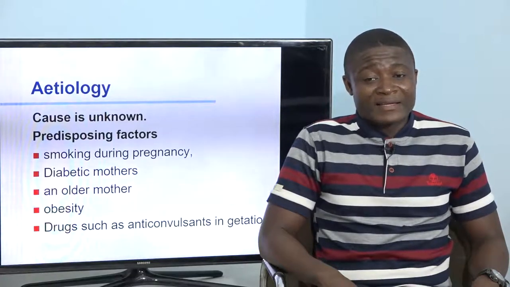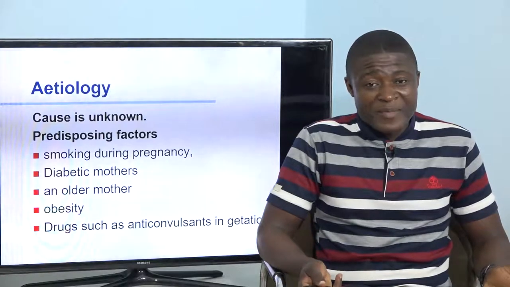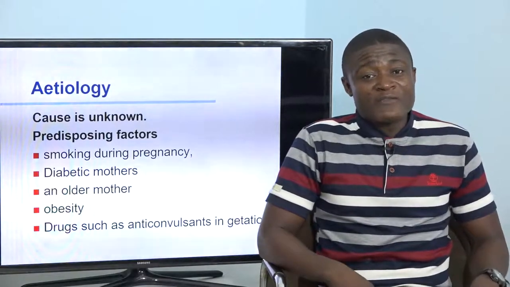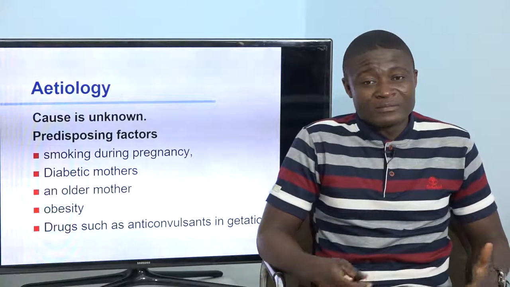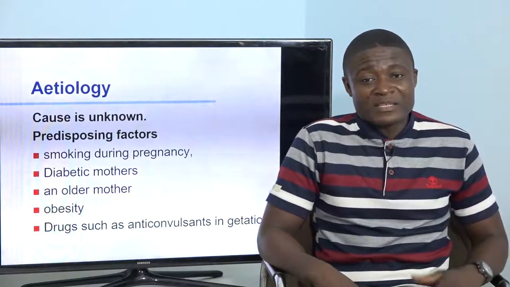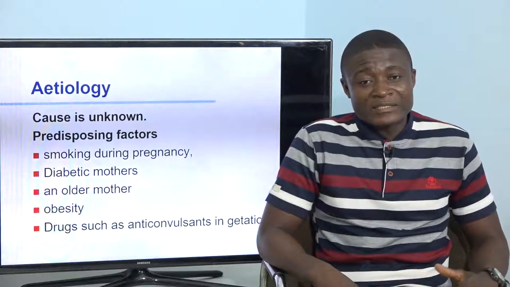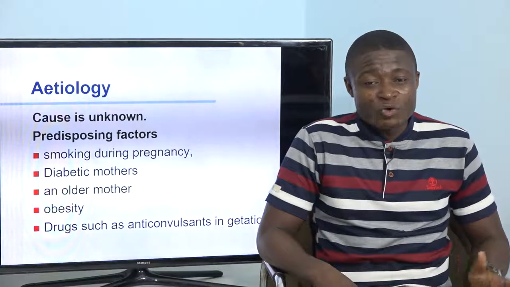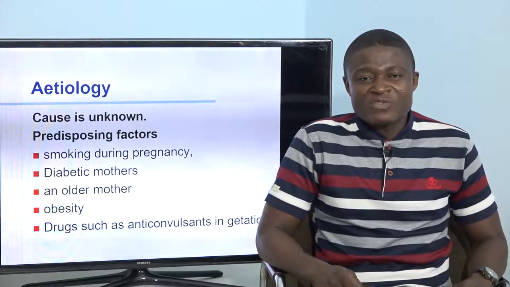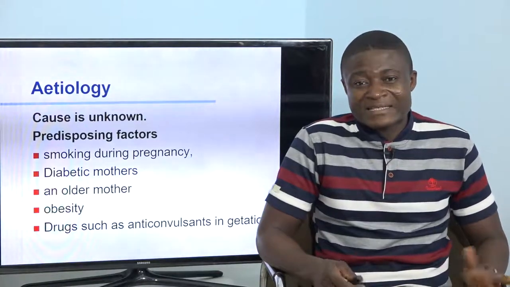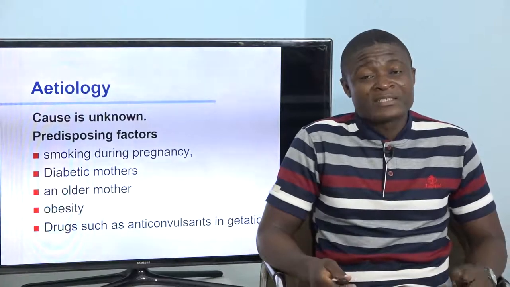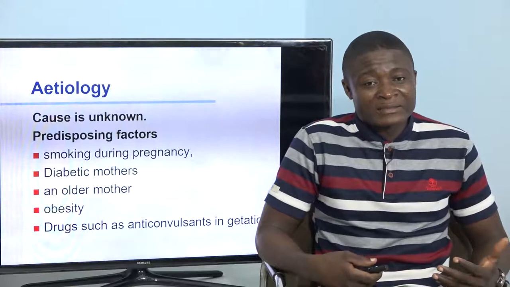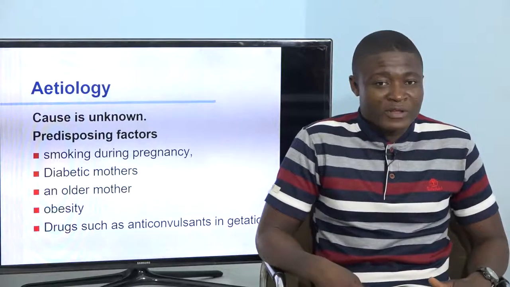Just like the current pandemic we are experiencing, where we have coronaviruses, we have a lot of theories. Some are saying it is coming from the sea, others are saying it was manufactured in the lab, others are saying it is coming from some pangolins. So it is not really specific. No one can tell exactly where it is coming from. But what we know is that we have coronaviruses in the system that are destroying a lot of things.